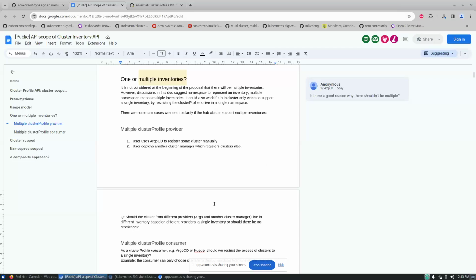I think Mike has a question in the chat, but similarly, do we actually have a definition of inventory? Is that the same as cluster set? Do we assume namespace sameness within an inventory? Have we ever defined what is a cluster inventory? Or is there any consensus, or does the community assume this is a cluster set?